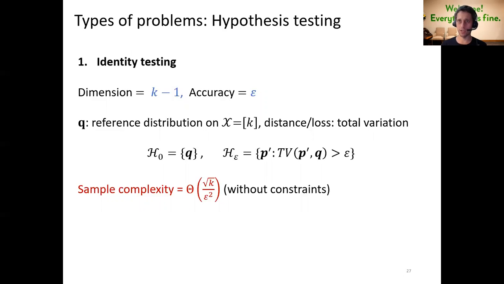Total variation distance does not have that kind of very pathological behavior. So this is why for discrete distributions, total variation distance is actually used widely and makes a lot of sense. So again, for testing discrete distributions, domain size k, loss being the total variation distance, here our null hypothesis, H0, will just be the singleton corresponding to the reference distribution Q, which is given to you, you know it.